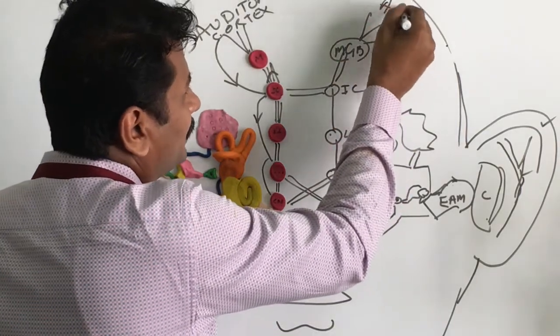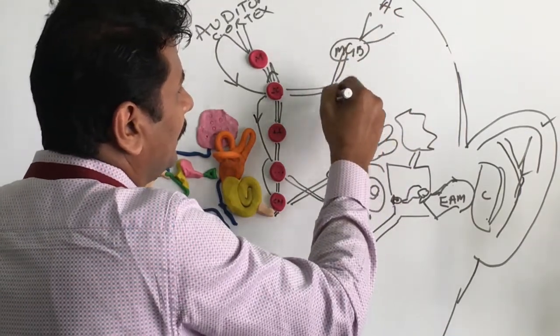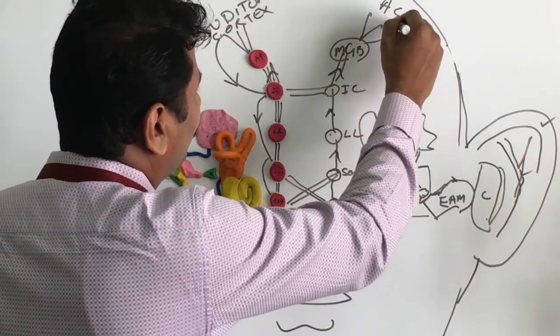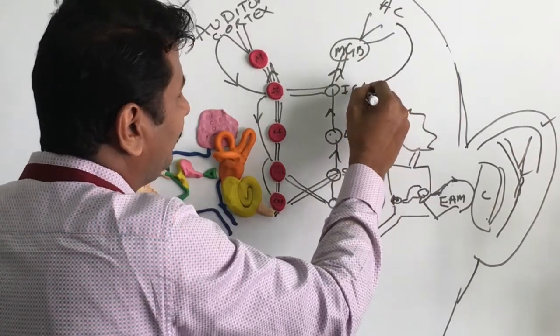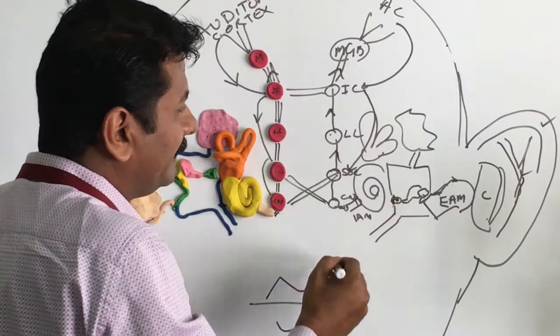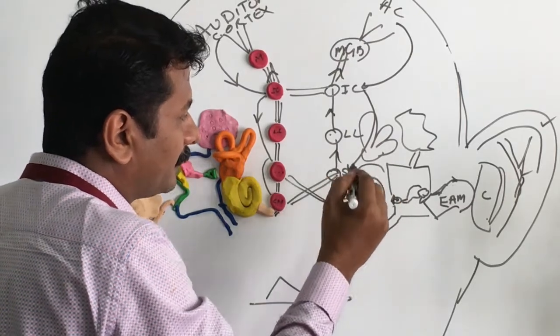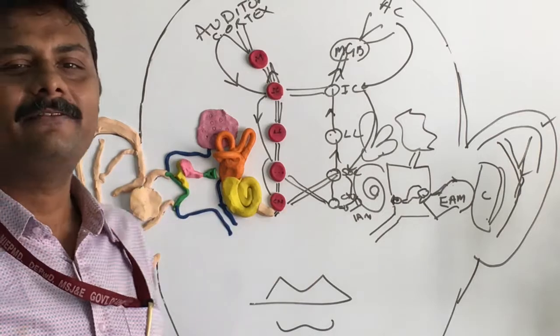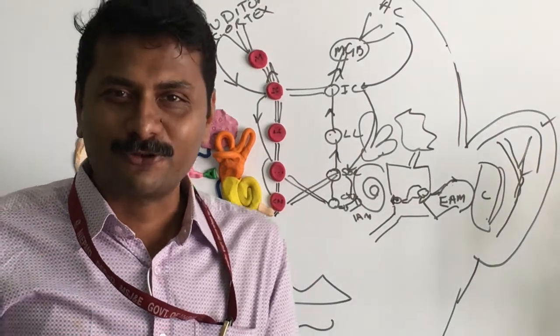Once it goes to the auditory cortex, there is a descending pathway as well, which comes back from the auditory cortex to the inferior colliculus, to the superior olivary complex, to the cochlear nucleus, cochlea, and the middle ear. This is a very simplified way to draw the auditory system.